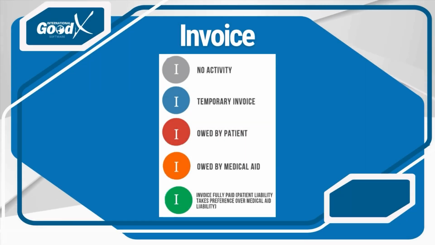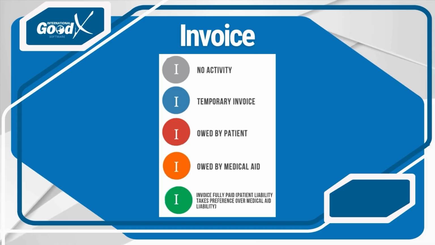The I icon stands for invoice. Gray means no invoice has been created. This often happens when an appointment hasn't been billed yet. Blue means a temporary estimate or quote has been created. The practice may have generated a quote for a future procedure. Red means the patient is liable for the payment. For example, the medical aid does not cover the treatment.